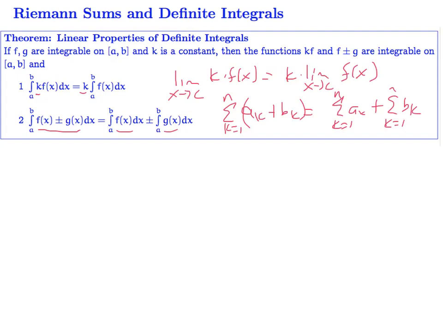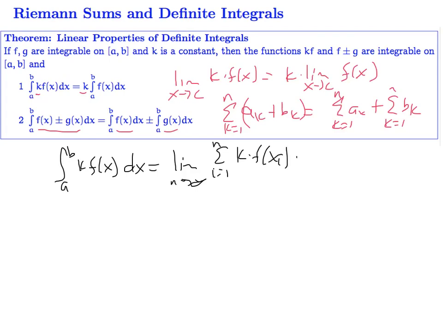just a fancy way to write these sums and limits together, that is, if we had the integral from a to b of k f of x dx, well, what does this mean? This means the limit as n approaches infinity of the sum from i equals 1 to n of k times f of x_i times delta x. Well, what happens? This k slips out of the sum. It also slips out of the limit. So overall, we just have k times the integral, as desired.